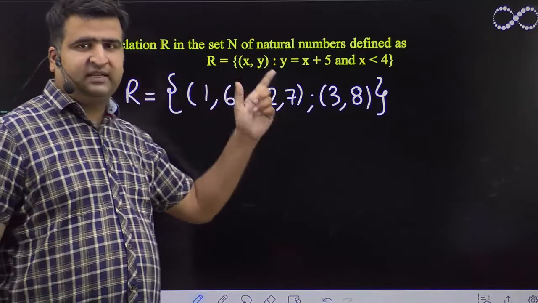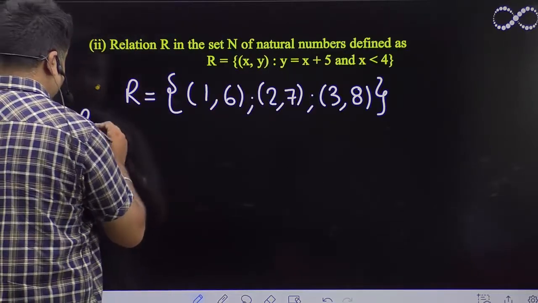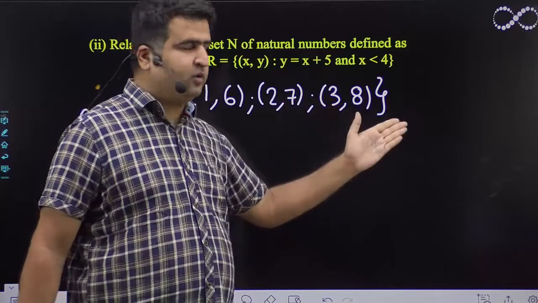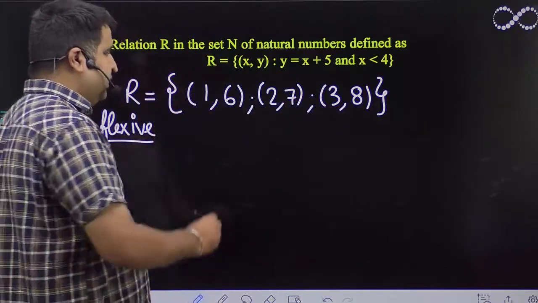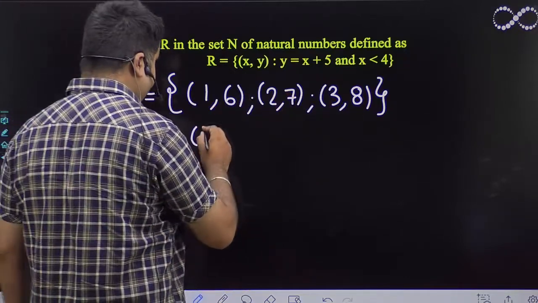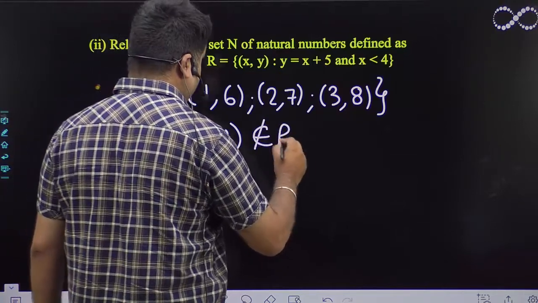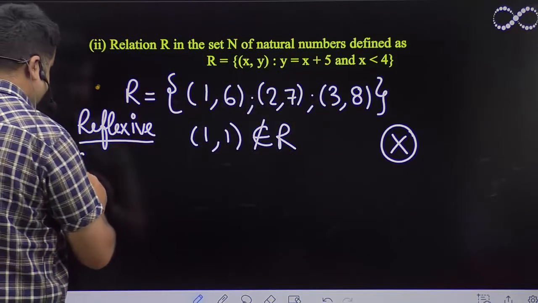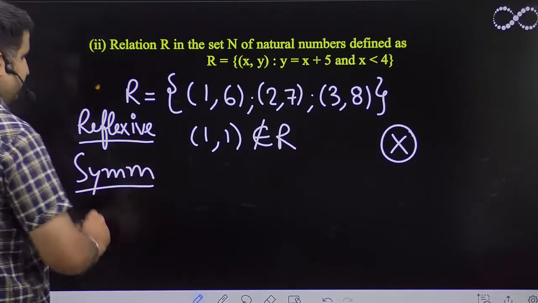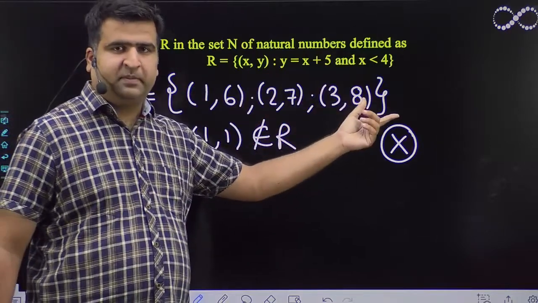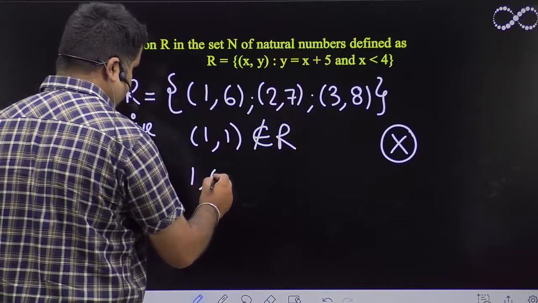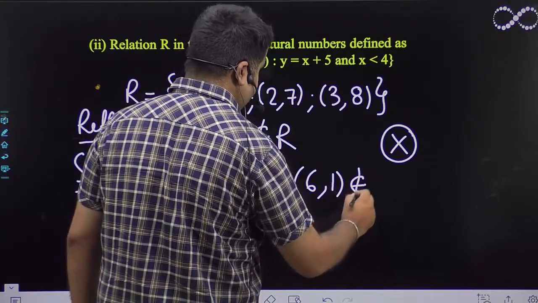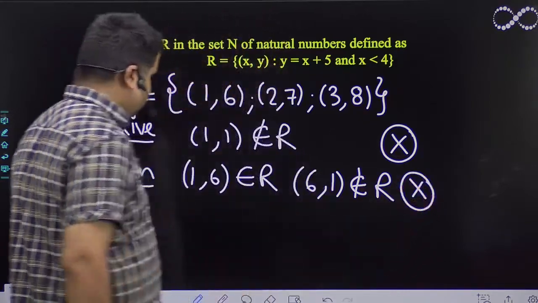Now let's see if this is reflexive, symmetric or transitive. For the reflexive property, we have to check whether 1 comma 1, 2 comma 2, 3 comma 3 are present or not. But we can clearly see that 1 comma 1, 2 comma 2, 3 comma 3 are not present. Therefore, this is not a reflexive relation. Now let's check for symmetric. For the symmetric property, if 1 comma 6 is there, 6 comma 1 should also be present in the relation, which is not true. Since 1 comma 6 is present, but 6 comma 1 is not present. Therefore, this is not symmetric.